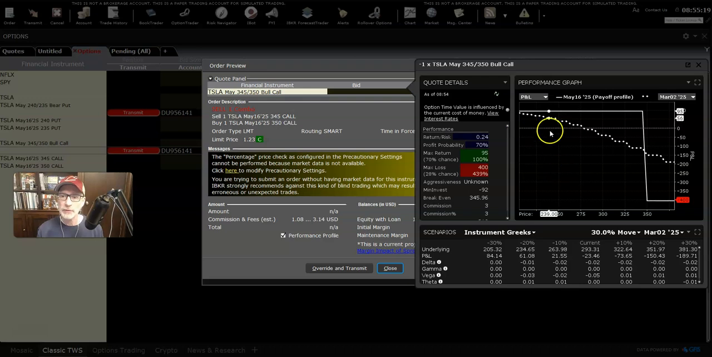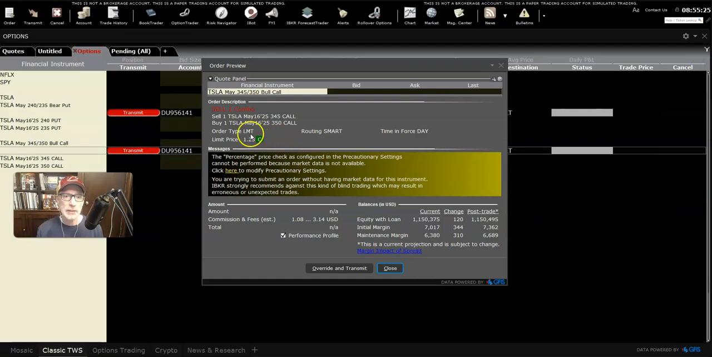Okay, so that graph just shows you what's going to happen. You can see some other details in here. I don't typically use that. All right, so once again, you're going to sell the spread. You're going to sell the lower strike call, buy the higher strike call, and collect $1.23. All right, so your maximum risk would be $377. Okay. And down here, it just gives you a little bit more information about what's about to happen.